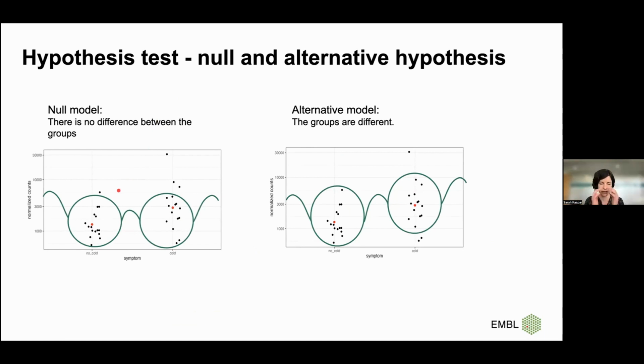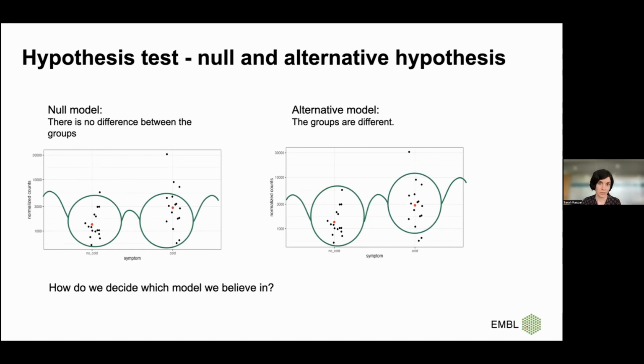I try to picture it again with the classes. So the null model has the classes that are both at the same level, and it says that there is no difference between the groups. The alternative model says that the groups are different. So there are two different means.